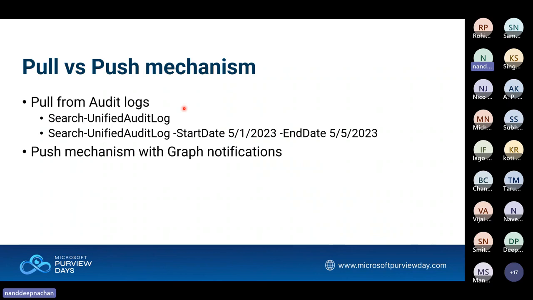So pull mechanism means we need to pull out the data from the audit logs by looking at it. All of the user as well as admin activities in Microsoft 365 are recorded into these audit logs. And one can pull the information from audit logs as needed by running maybe a timer job. While you can decide your own schedule to pull the audit logs, this does not offer real-time event handling.